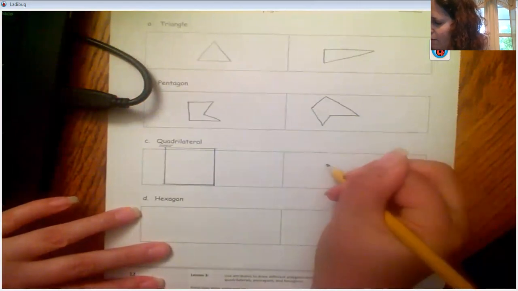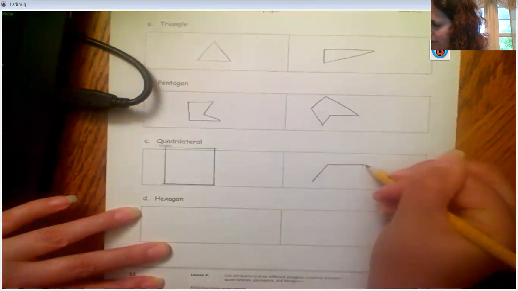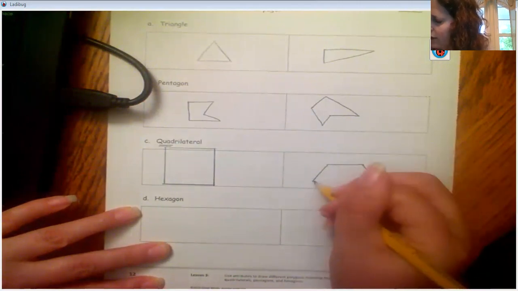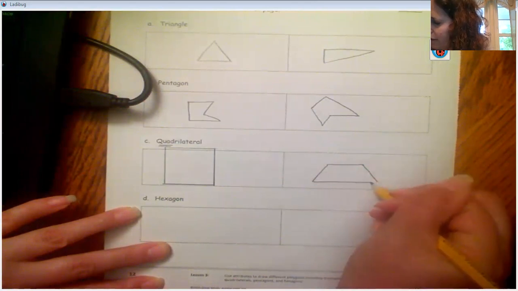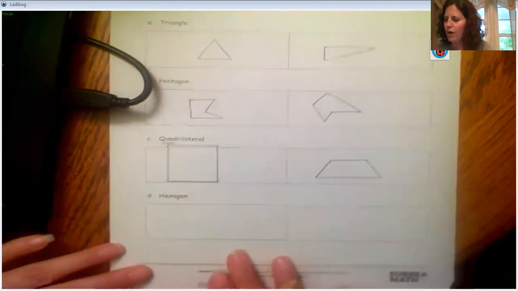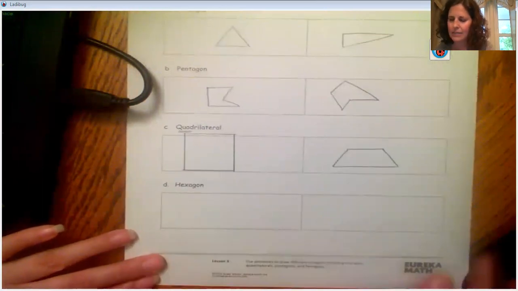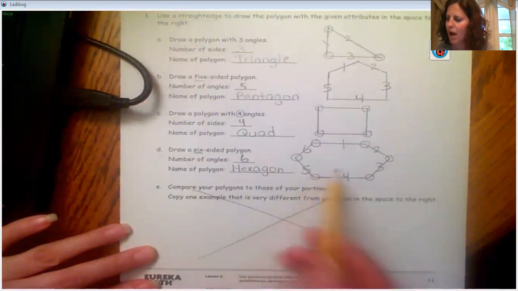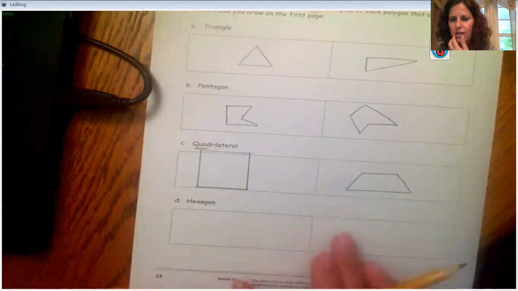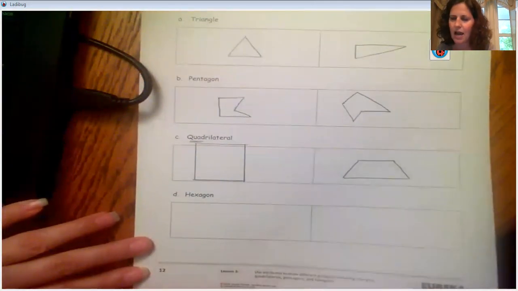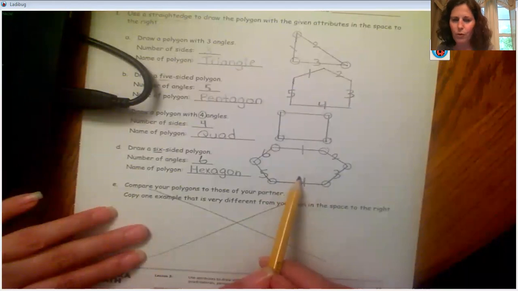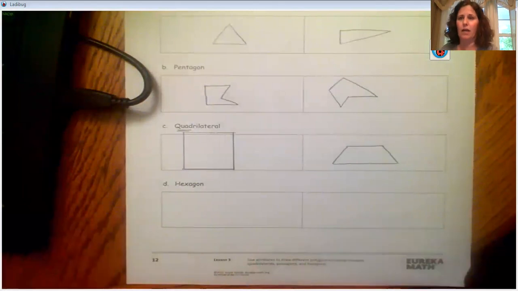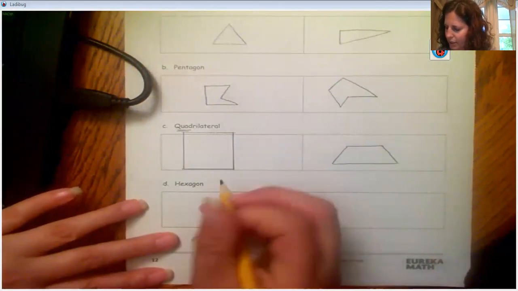And then I think for my second example, I am going to make a trapezoid, which is another example of a quadrilateral that you're probably familiar with. Okay, so now we are ready for our last one, the hexagon. So a hexagon is a 6-sided polygon. So I need to make 2 examples of shapes with 6 sides that are different from what we drew here. So really we can just kind of have fun with this and make something completely different.